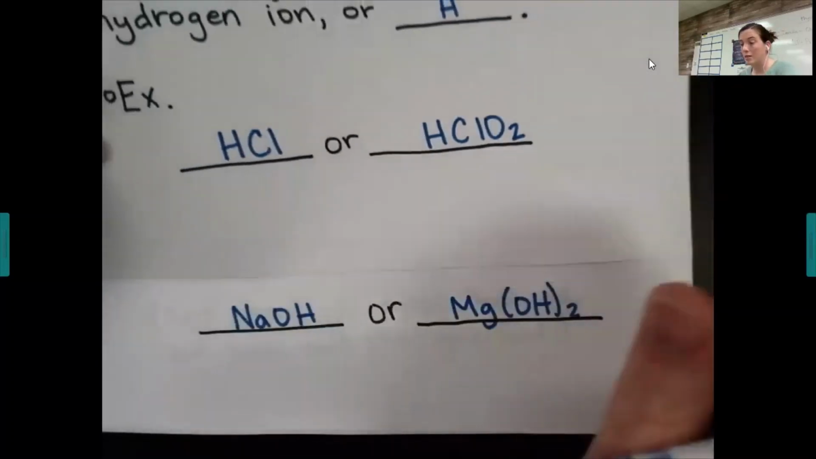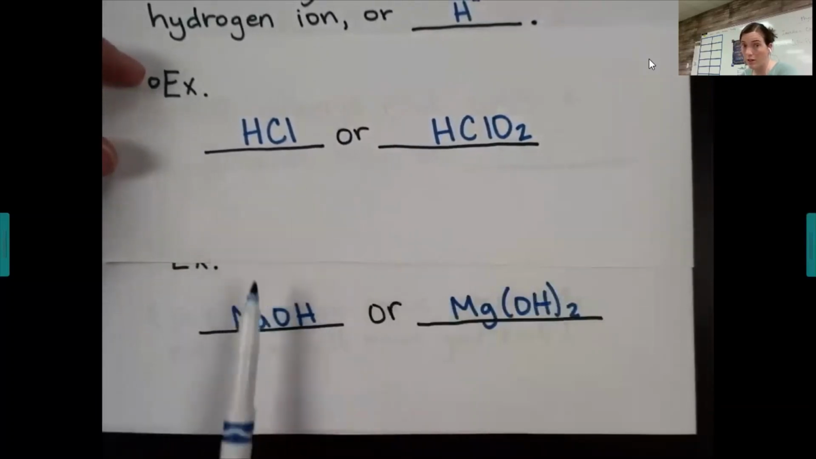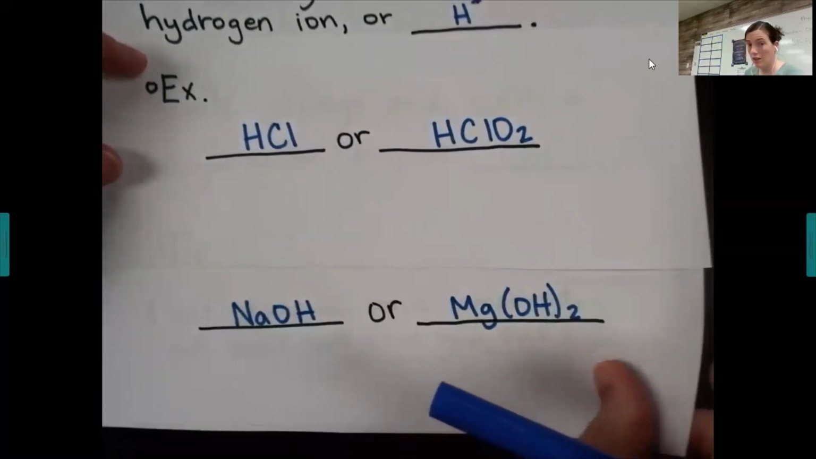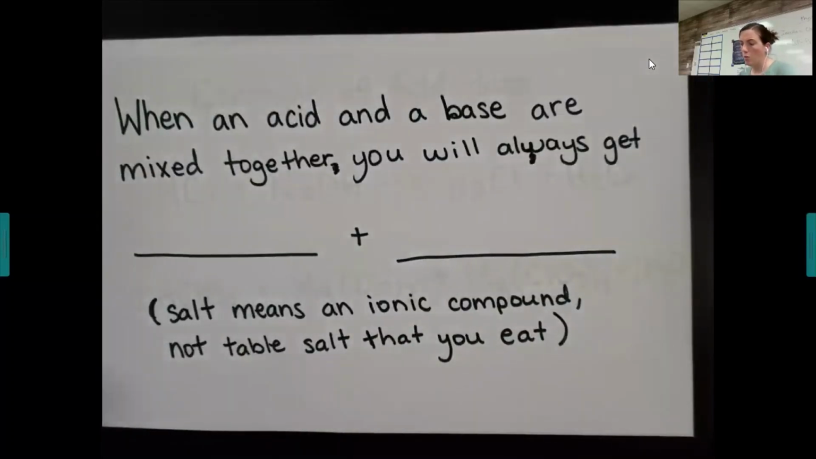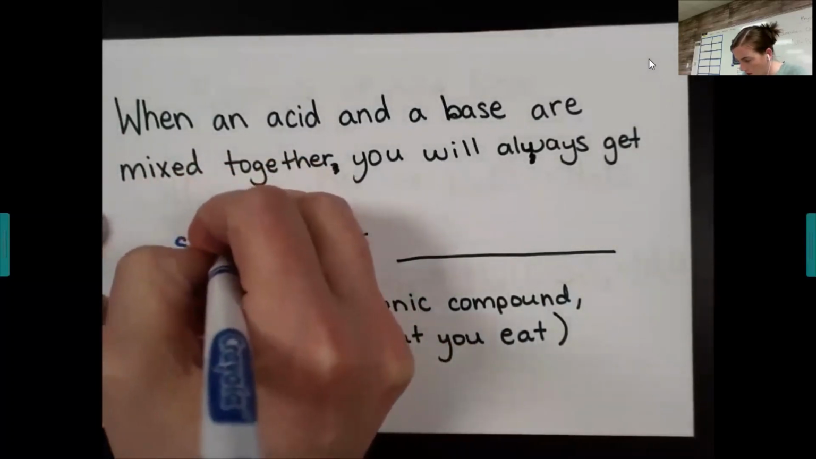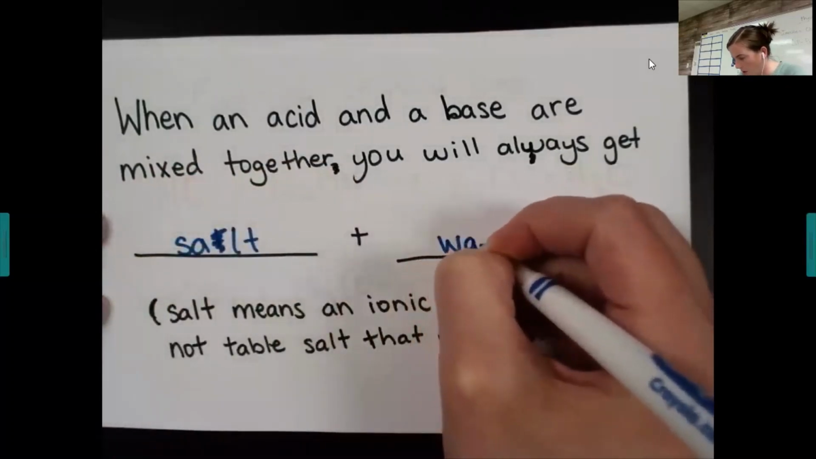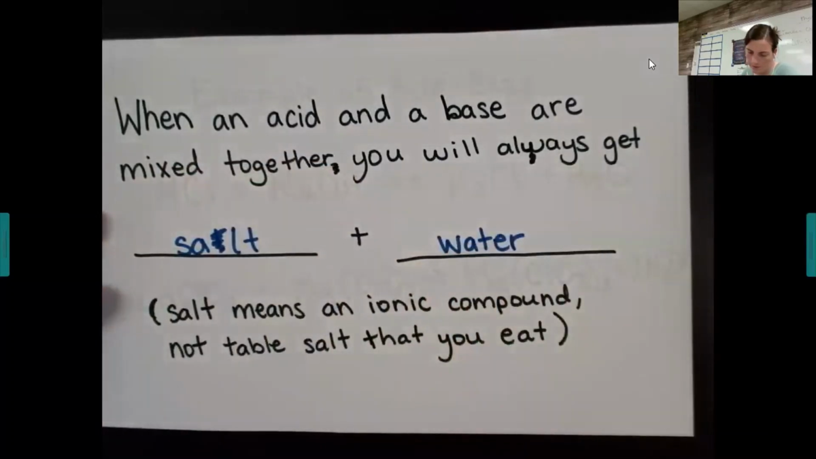So acid-base reactions are going to have an acid as the first compound and a base as the second compound. And when the acid and base are mixed together, you will always get salt and water. Salt means an ionic compound, not the table salt that you use. Sometimes it's the table salt that you use, but in chemistry, when we talk about salt, we mean a metal combined with a non-metal.